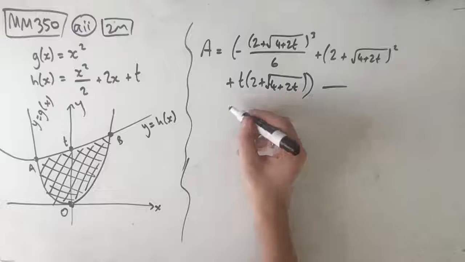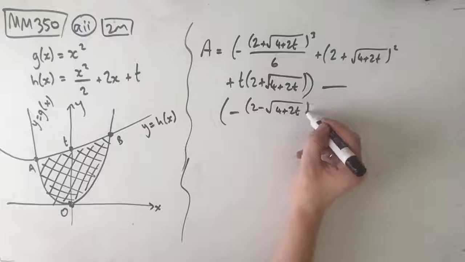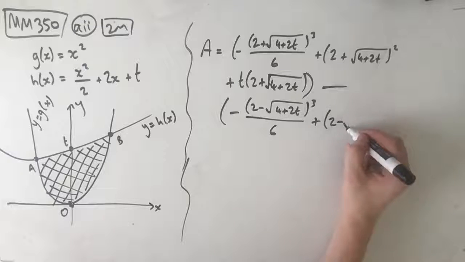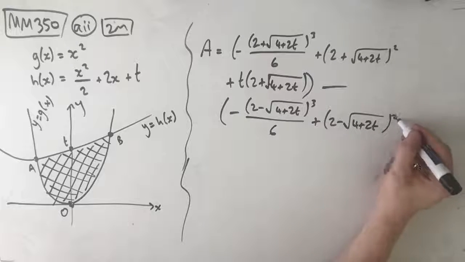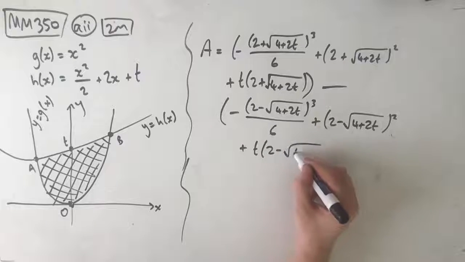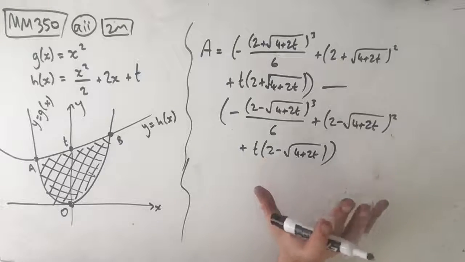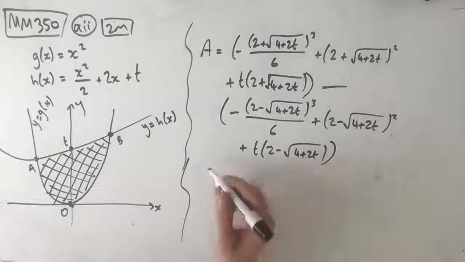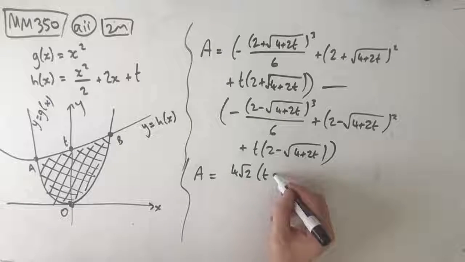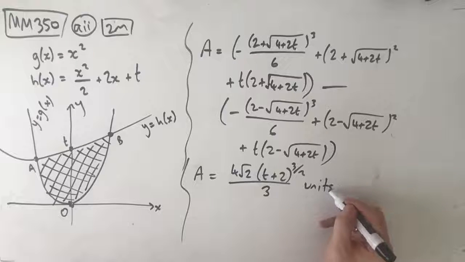So then minus negative 2 take root 4 plus 2t cubed over 6, then plus 2 take root 4 plus 2t squared, plus t outside of 2 take root 4 plus 2t. Wow. Alrighty, so from there, you just put this in your calculator because that'll be the easiest thing to do. So then from here you get A equals 4 root 2 outside of t plus 2 to the power of 3 on 2 over 3 units squared.